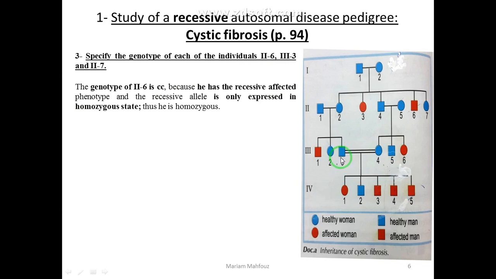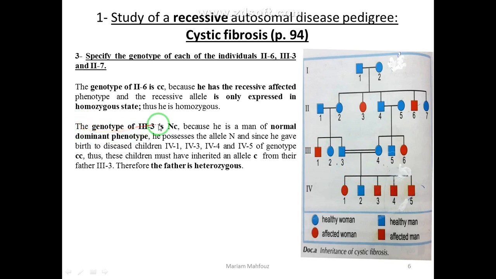اوكي، بس اذا بتطلع منيح بالولاد تبعه عنده affected children، فهون ردوي انا لازم افكر انه هو عنده capital N لانه نورمال عنده capital N، بس كمان عنده small c لانه عنده children affected. فبهيدي الحاله بدي اطلع عليه وعلى الولاد يلي عنده اياهم، فبدي اقول بهالشكل genotype هو NC because he is a man of normal dominant phenotype, he possesses the allele N and since he gave birth to diseased children of genotype CC, thus these children must have inherited an allele C from their father 3 وبالتالي الفاذر is heterozygous. فإذا بهالطريقة برهنا هو هذا.